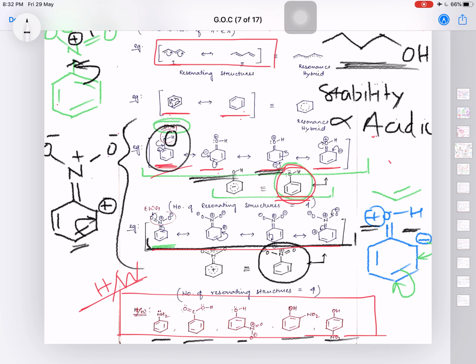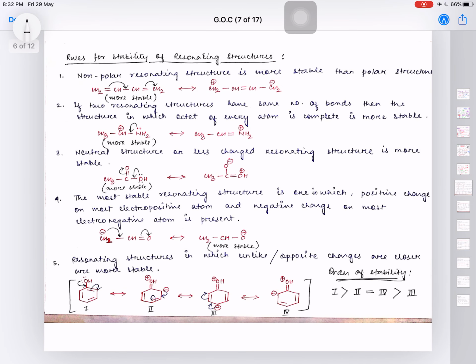Okay, so let us come back to the stability of resonating structures. Now see, a molecule can have many resonating structures, say 4 structures, 5 structures, 6, like that. All the structures have different stabilities. Among the resonating structures also you can find out stability. Say they can ask you to draw resonating structures for nitrobenzene, and ask which structure is the most stable out of the 4 structures of nitrobenzene. Questions like that may also come.